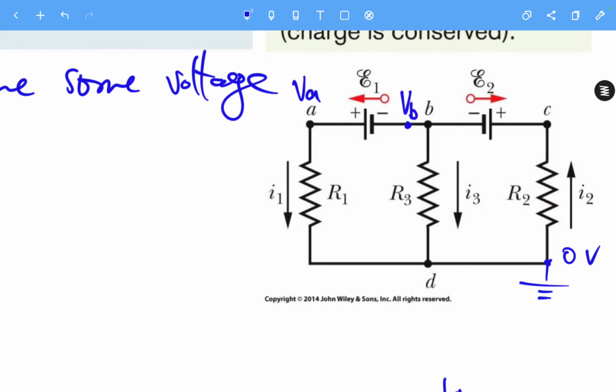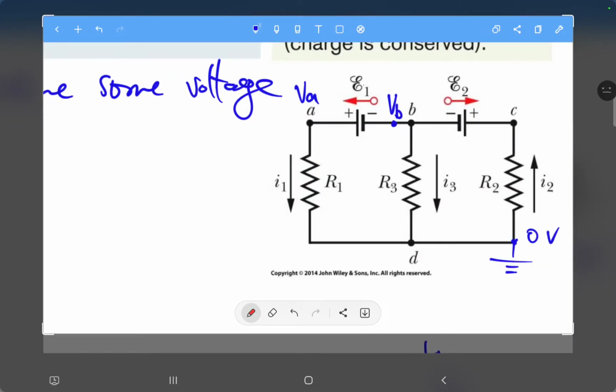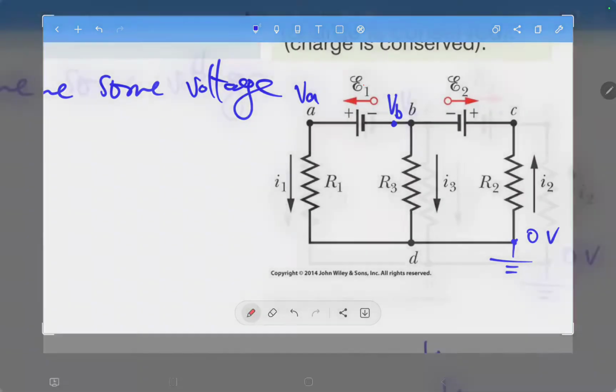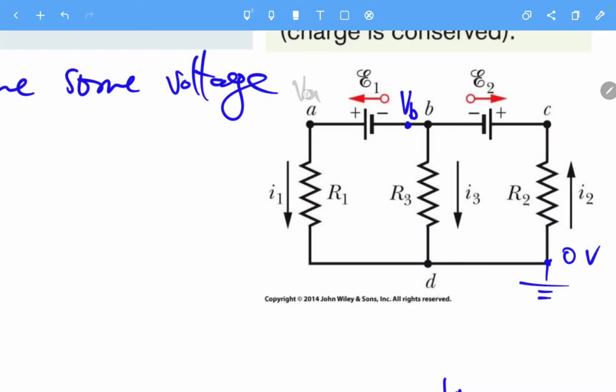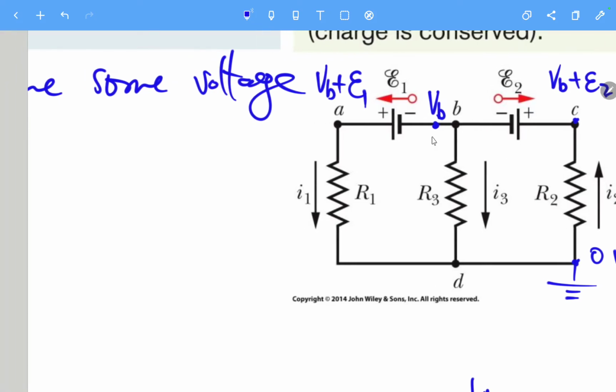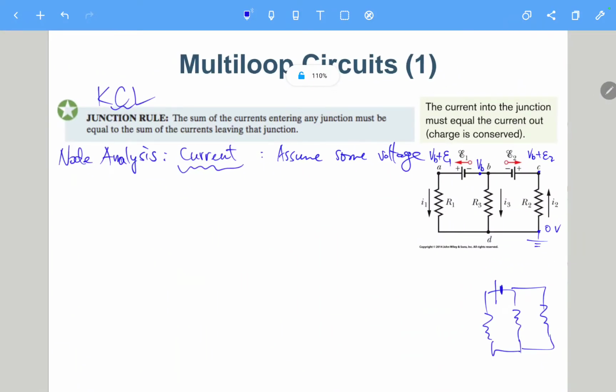So in this case, this is a special condition. Here we have 2 batteries. This is E1. This is E2. So if we know this is VB, we can quickly know that this node should be VB plus E1. And similarly for this one, it should be VB plus E2. And of course, E1 and E2 are known variables, so in that case we only have one variable because they are dependent on each other. So we don't really need to define 3 variables.